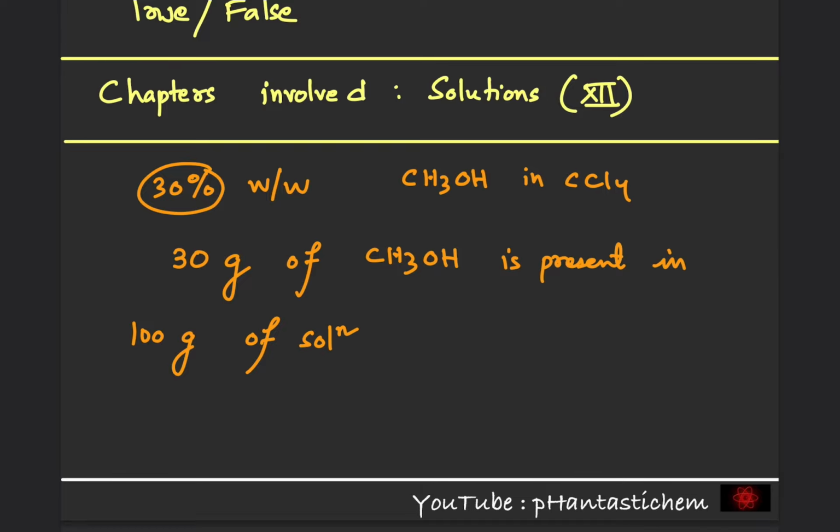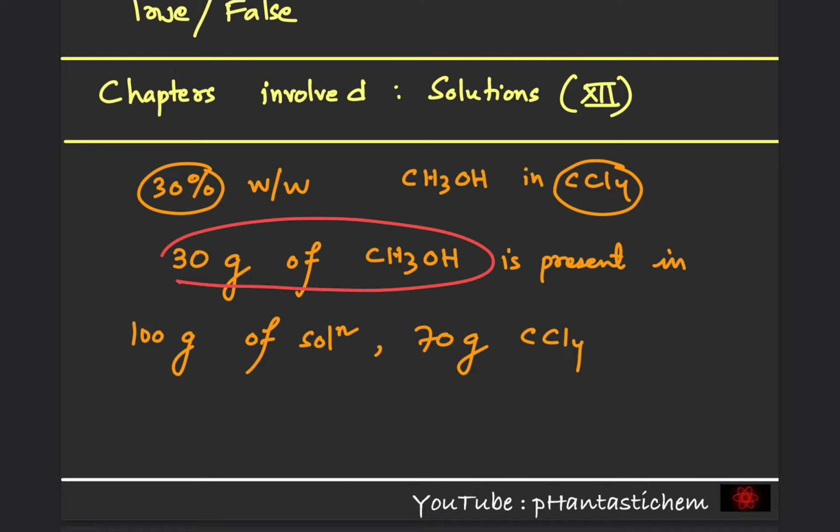That is the meaning. So what will be the mass of carbon tetrachloride? It will be 70 gram. So 70 gram of CCl4. So what is the composition of the solution? 30 gram CH3OH and 70 gram carbon tetrachloride.